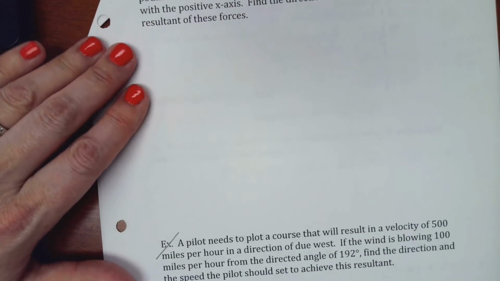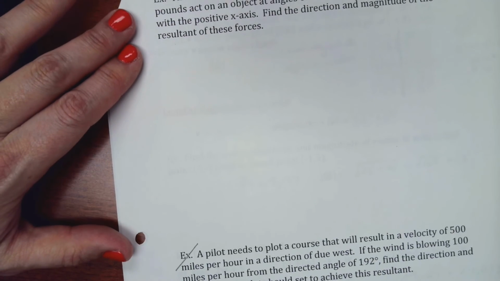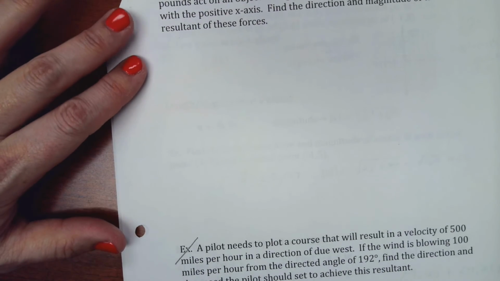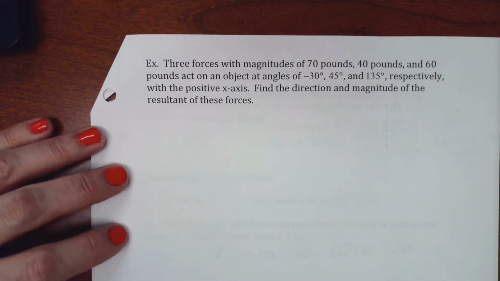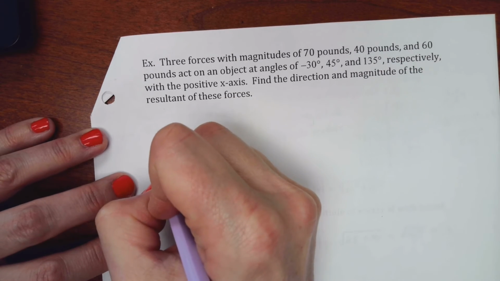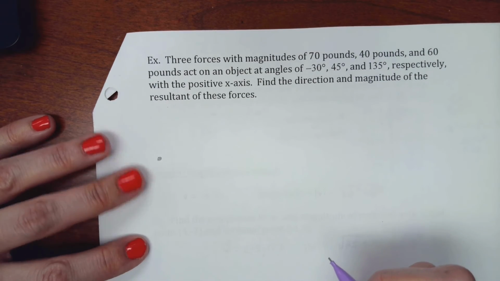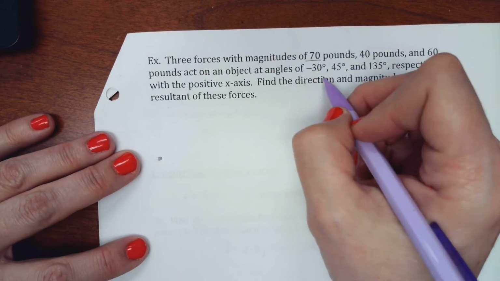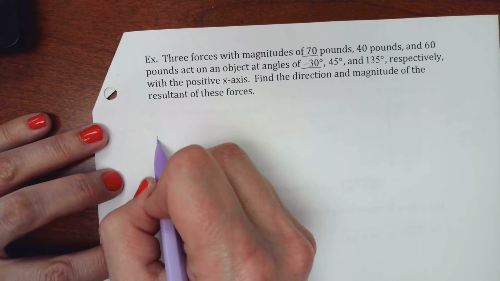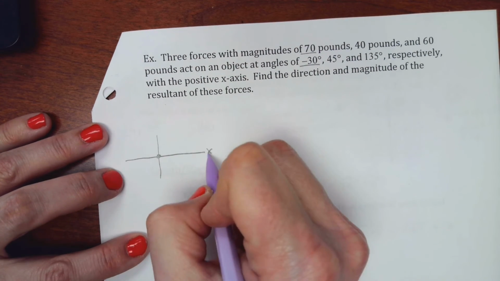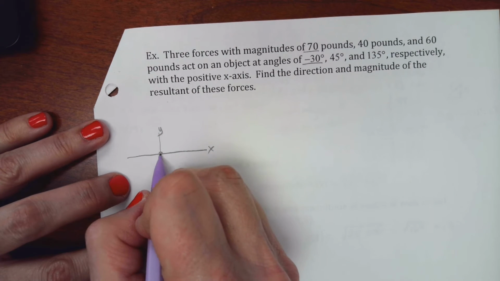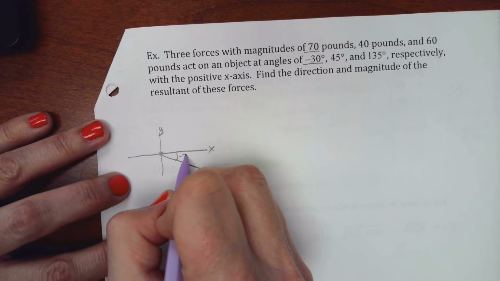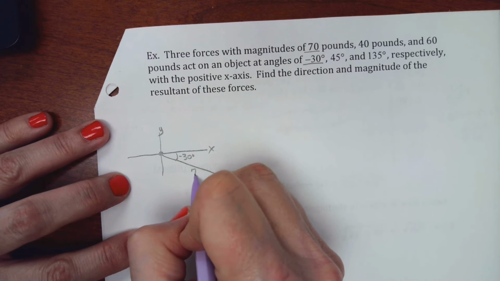All right, so this here: three forces with different magnitudes are acting on an object at different angles, and we want to know what's the result of these three things happening. So basically you have an object sitting here, and something with a magnitude of 70 pounds is going to pull it this direction. This is my XY axis here, and it's going to pull me down 30 degrees, negative 30 degrees, and that is 70 pounds.